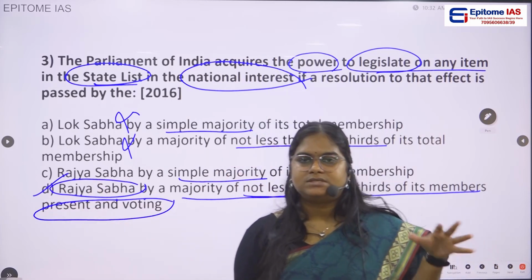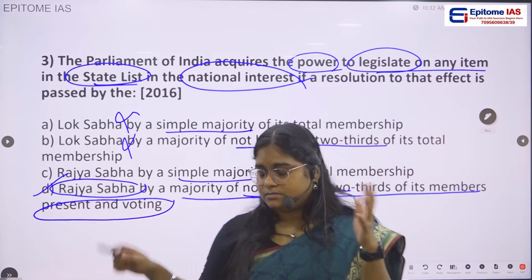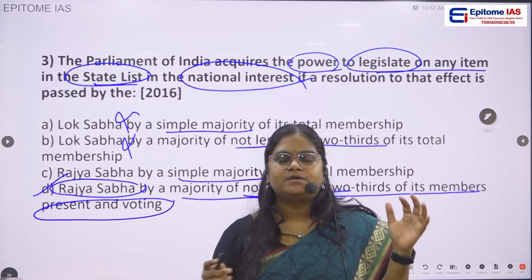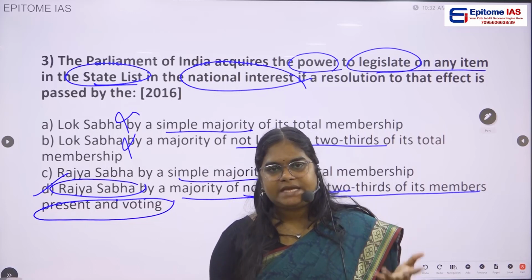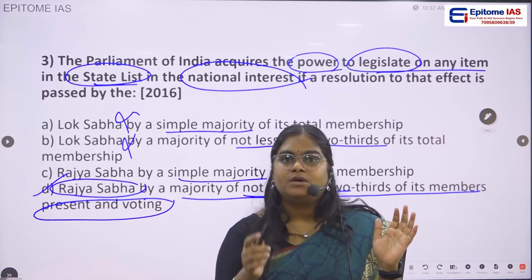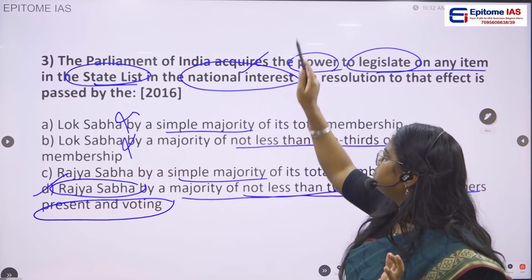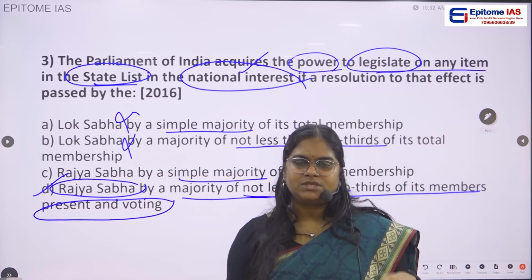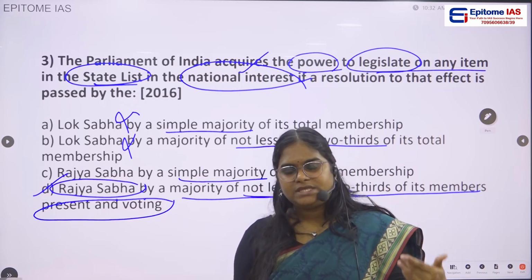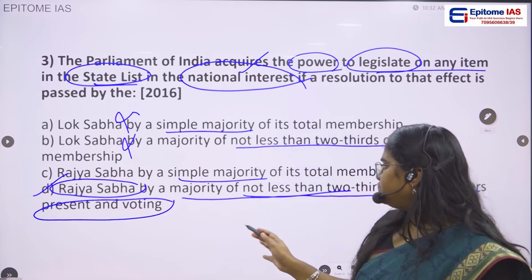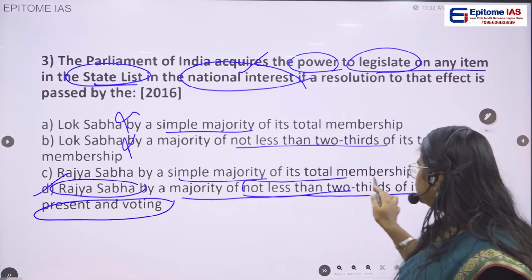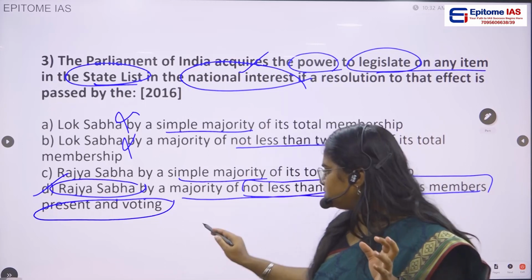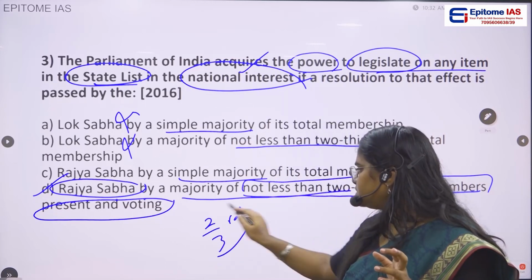So once the Rajya Sabha passes the resolution with this particular majority, then the Parliament acquires the power to legislate in the state list, only in the case of national interest. When the Rajya Sabha passes this resolution in the national interest, the Parliament acquires the power to legislate in the state list. And the majority is not less than 2/3 of its members present and voting. 2/3 means it is one of the highest majorities.